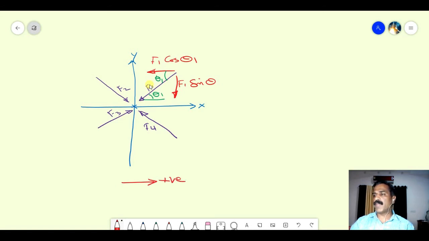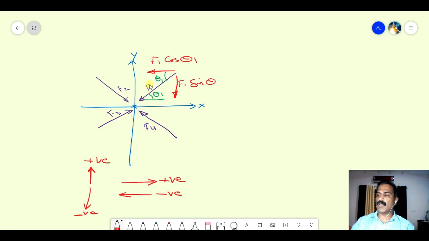Okay, if a force is acting towards left, then it is taken as negative. And if a force is acting in the upward direction, it is taken as positive. And if a force is acting in the downward direction, it is taken as negative. So this is the general sign convention used in many of the textbooks also.